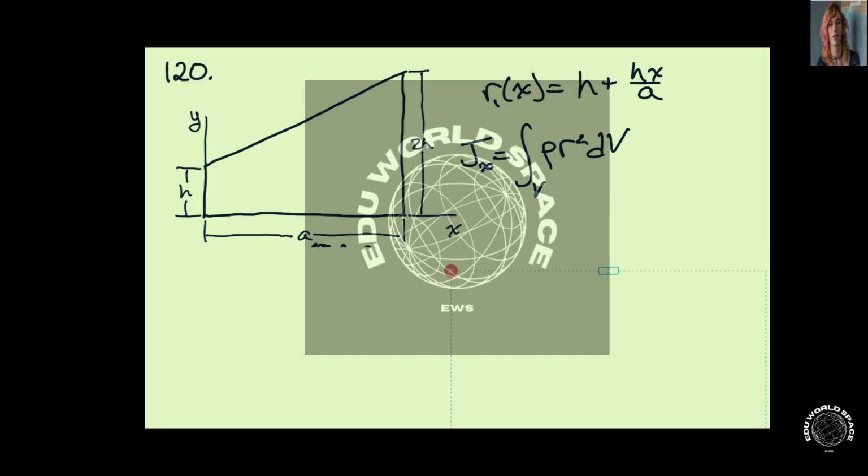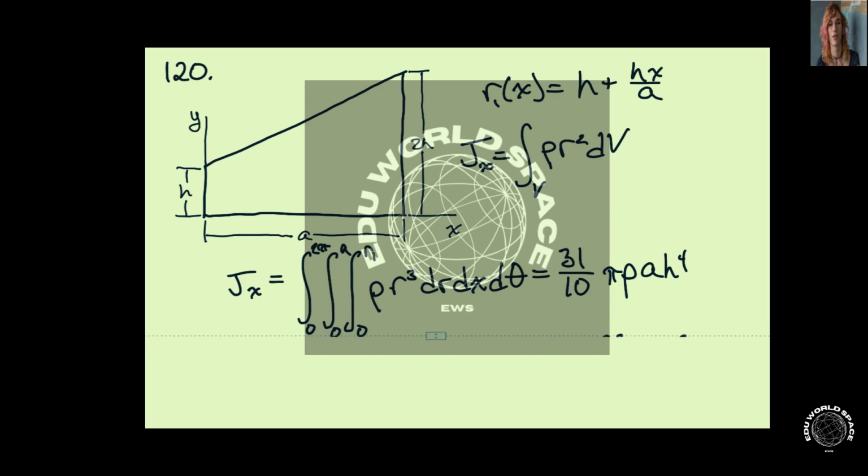And the volume we can break into, again, using polar coordinates. So we get r dr, so this becomes an r cubed, then dx d theta. R goes from 0 to r1, this function here. X goes from 0 to a. And theta goes from 0 to 2 pi.